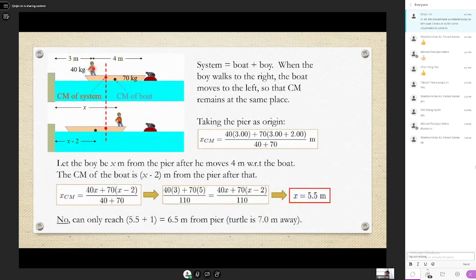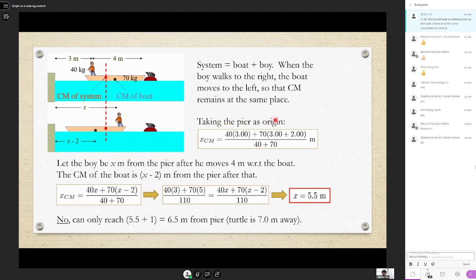So what happens? The boy moves right, the boat moves left, such that the CM of the system made out of the boy and the boat will remain at the same place. All right. So that's sort of like the criteria. So this is the initial state. The bottom of the picture is the final state. So the boy already walked to the end of the boat. Then the boat moves some distance to the left. But the combined CM, right, must be at the same location. Okay, must be at the same location. So we make use of this fact to solve this problem.